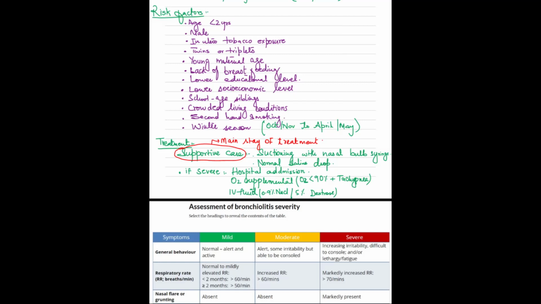Secondhand smoke exposure. Winter season: if I talk specifically about Canada, then I would say it's October, November till April, May. This is the period where RSV is very common.